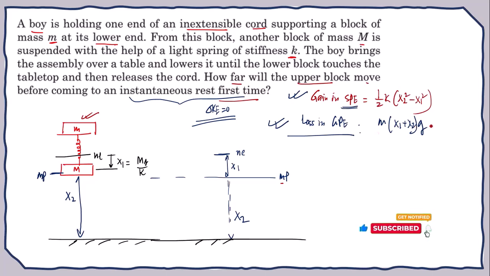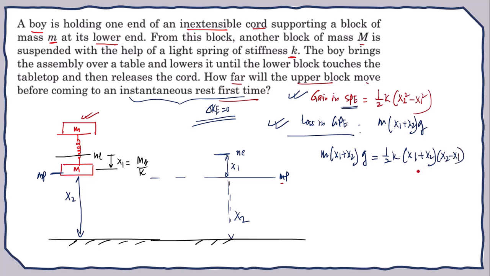So these two numbers should be equal. I can write small m into x1 plus x2 into g should be equal to half k into x2 square minus x1 square. If I expand it, it is x1 plus x2 into x2 minus x1. So x1 plus x2 cancels out, and I am left with x2 minus x1, which should be equal to 2 times small mg by k. That is the x2 minus x1 answer.